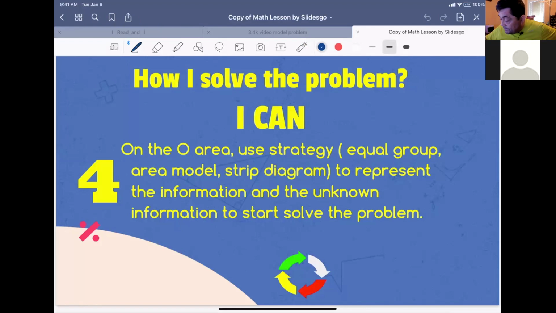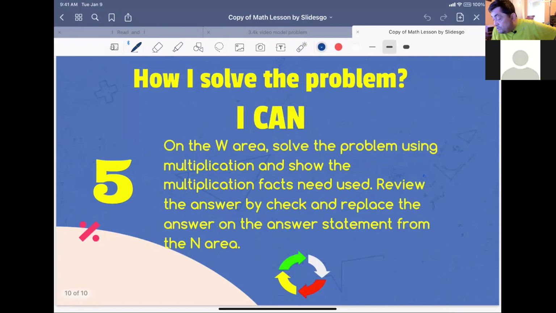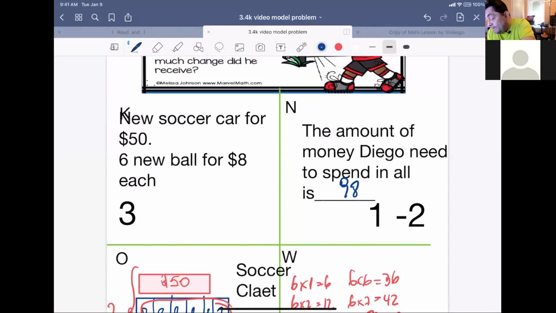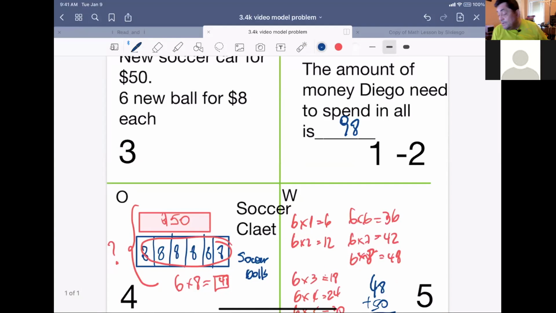Step number 5 is when we need to review the answer against the answer statement and see if it makes sense. So if you see, we have 50, 48, 98. We have answered our problem with success. Thank you for your attention.